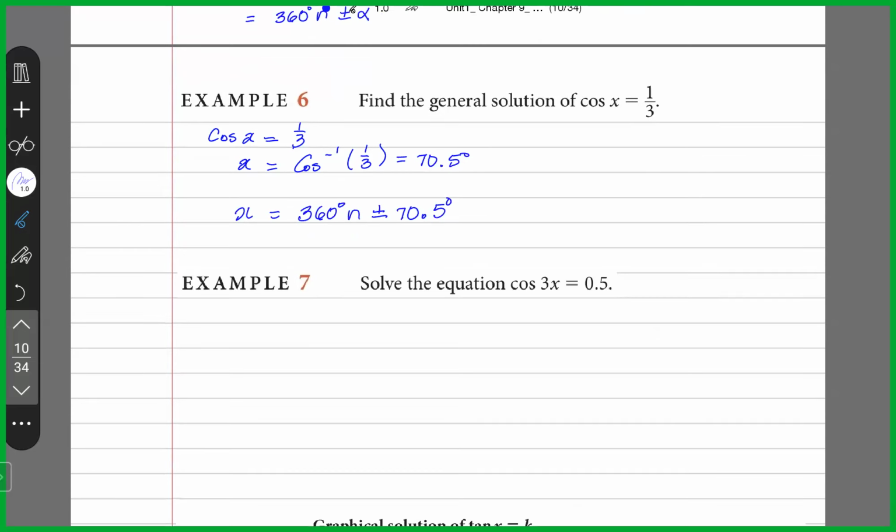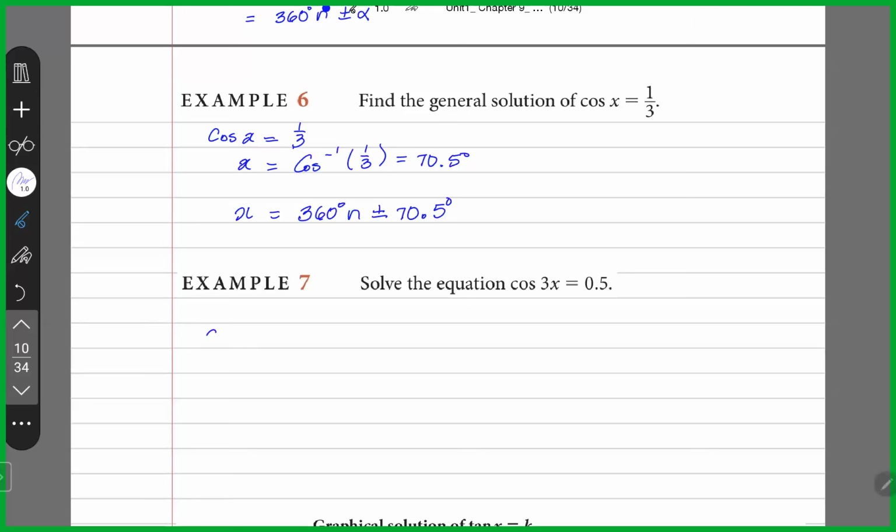In example 7, we're asked to solve the equation. He's not specifically asking you for the general solution. But if you're asked to solve a trig equation and you're not given a range for the answers, it is best to write your answer as the general solution.